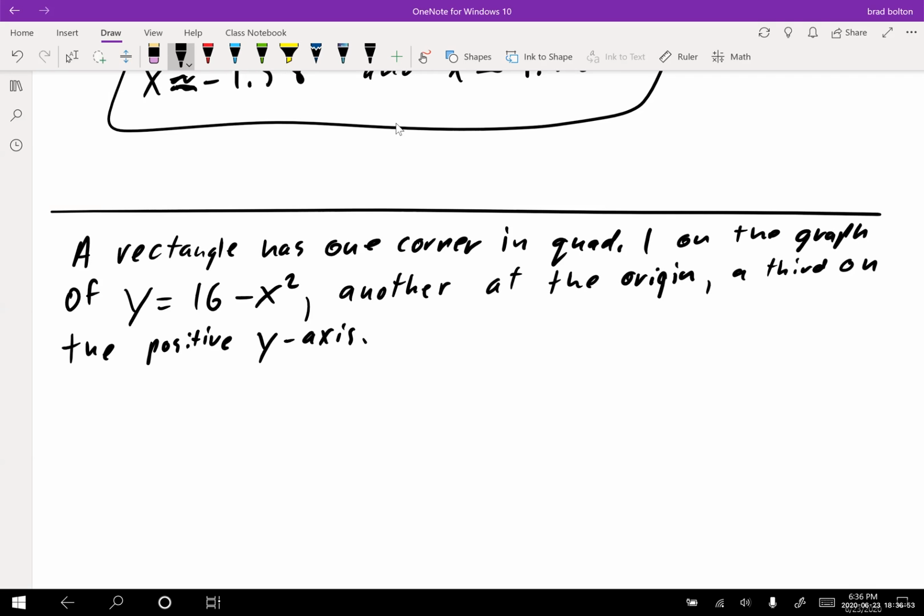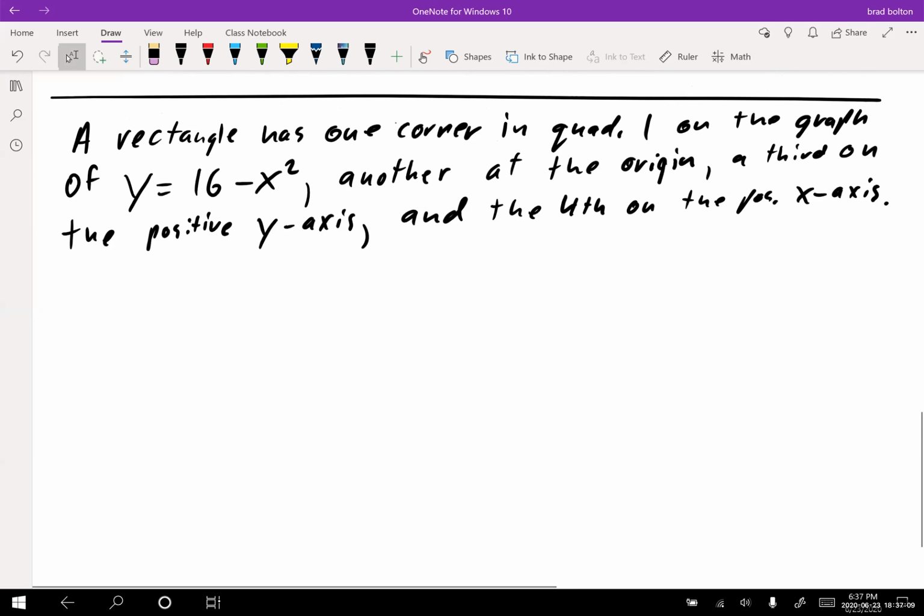Okay, so this one's going to be kind of tricky to draw. We're going to have to do this one. And the fourth on the positive x-axis. Okay, so I'm going to try to draw this real quick. So they're saying there's a rectangle with one corner in quadrant 1 on the graph of 16 minus x squared. So let's draw 16 minus x squared. It's really a parabola that is facing downward, and it's up 16. So let's say that this is a height of 16 and it's a downward facing parabola.